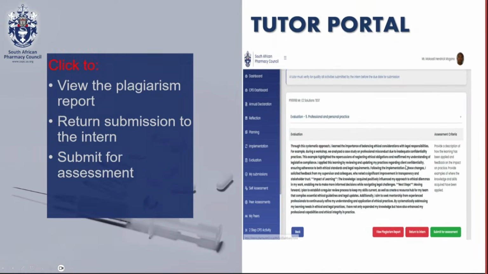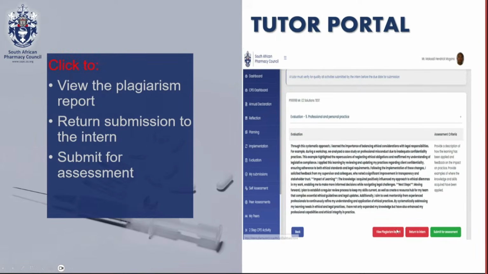So here the intern will also provide the description. The assessment criteria is also there. You will just check and advise accordingly. In case you are happy with what the intern has provided, then you're going to click on View Plagiarism Report. So this will bring the report for you to check the similarity score. If it's above 20, then you need to advise the intern accordingly.